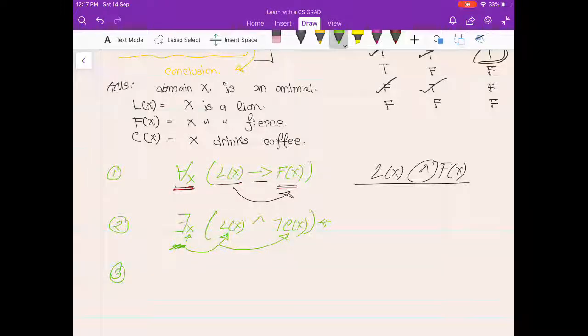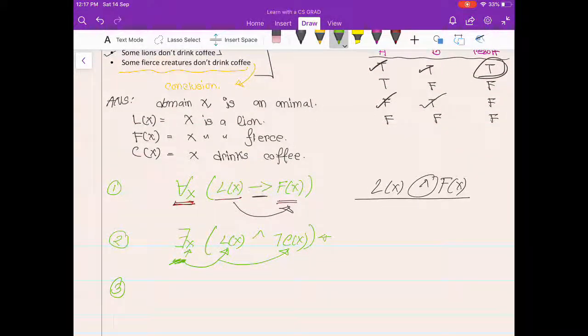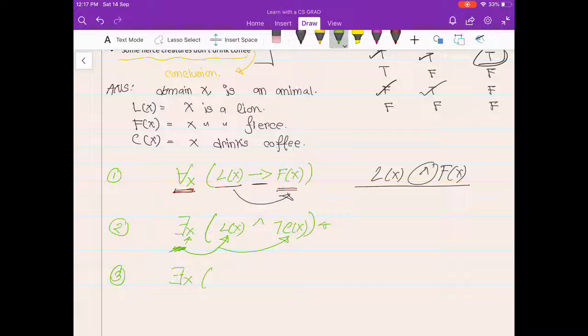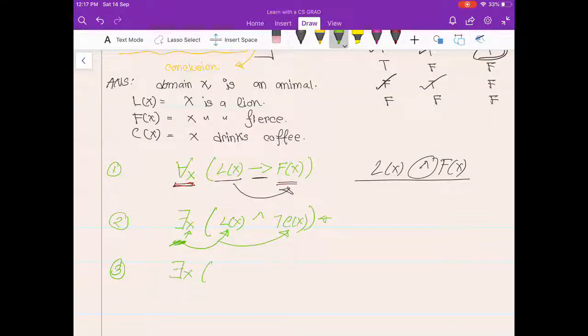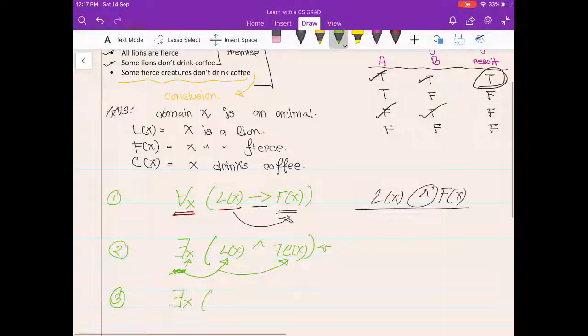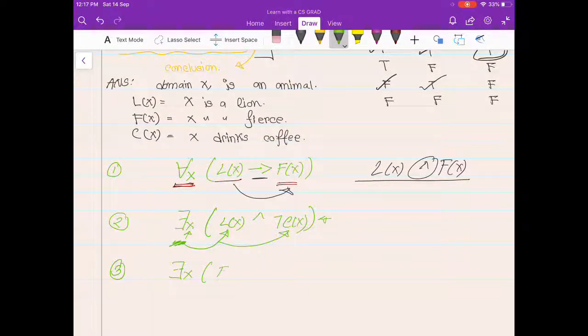So moving on to the third one, which is some fierce creatures don't drink coffee. It's some, so we're using the existential quantifier here. So some creatures, so some animals, some fierce creatures, so we have to write F(x) and don't drink coffee, not C(x). This statement says that there exist some animals who are fierce and they don't drink coffee. As I said before, hyenas and tigers, let's assume they don't drink coffee. So this is basically an English statement. These are pretty much straightforward.